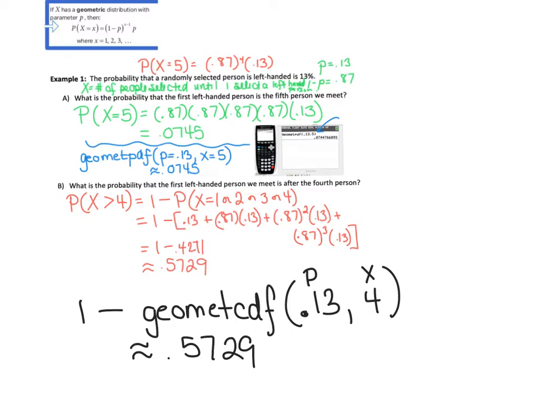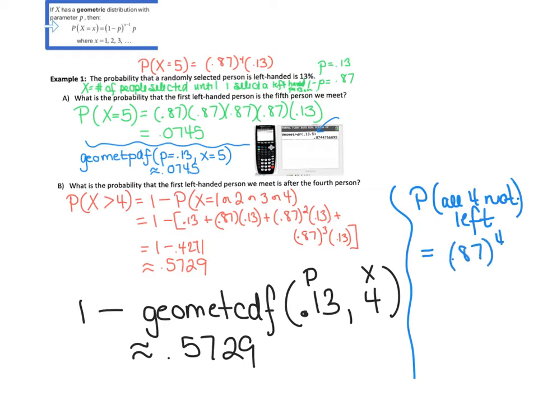And there's yet a third way that I can think through this problem. So for some of you, this might be painful getting multiple ways, but you're going to latch onto whatever logic works best for you. So what's the probability that the first left-handed person we meet is after the fourth person? Another way of saying this would be the same as asking what's the probability that all 4 are not left. So the first is not, and the second is not, third is not, and fourth is not, would be 0.87 to the fourth power, and toss that in your calculator, and that's 0.5729.